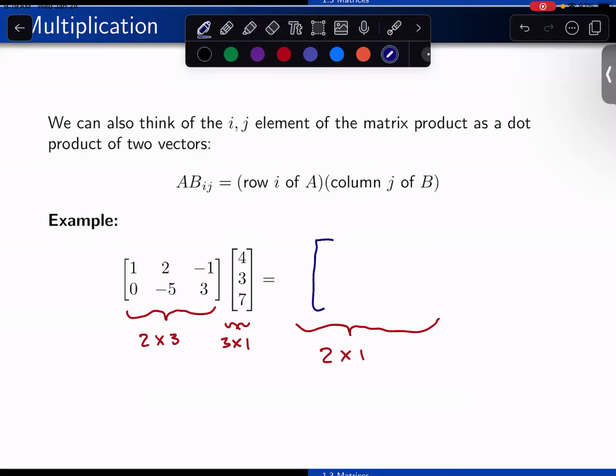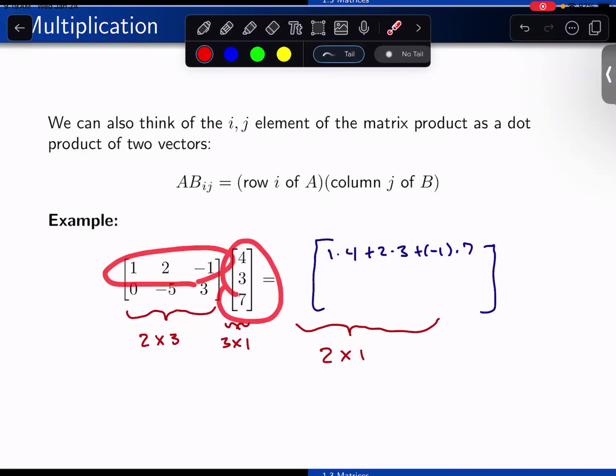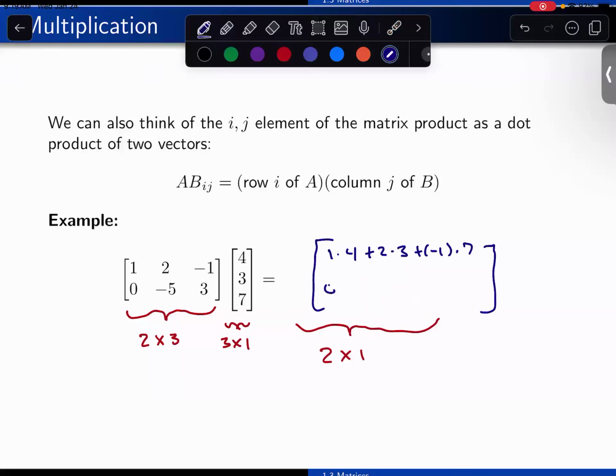So the dot product is going to be 1 times 4 plus 2 times 3 plus minus 1 times 7. That was the dot product of this first row by this column. And then the second entry, the 2, 1 entry, is going to be the second row of your first matrix dotted with the first column of your second. So this is going to be 0 times 4 plus minus 5 times 3 plus 3 times 7. And so you'll get a 2 by 1 matrix.